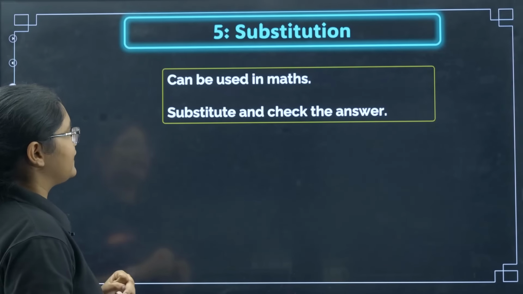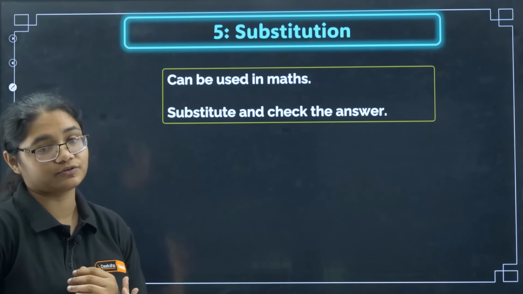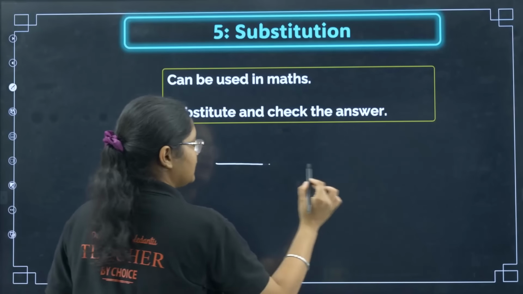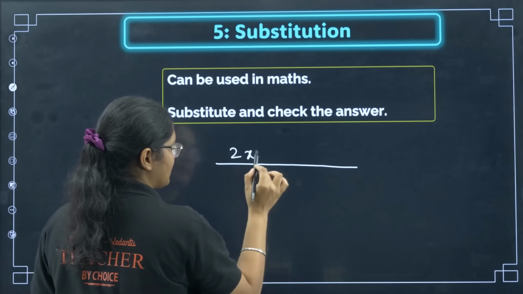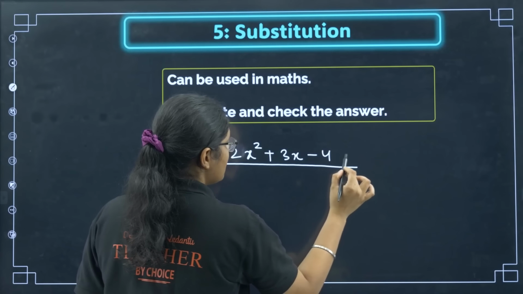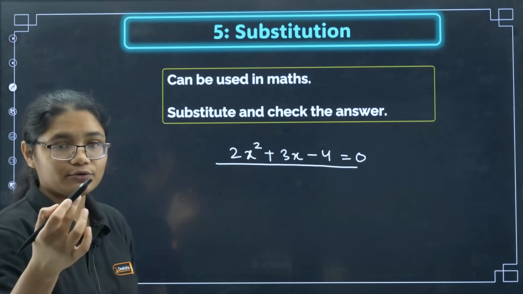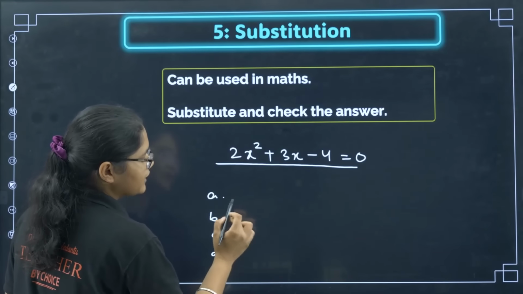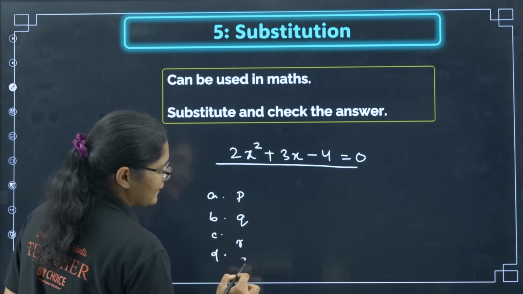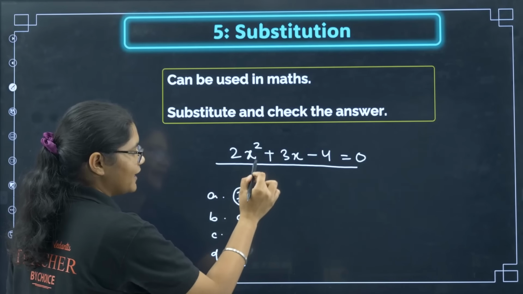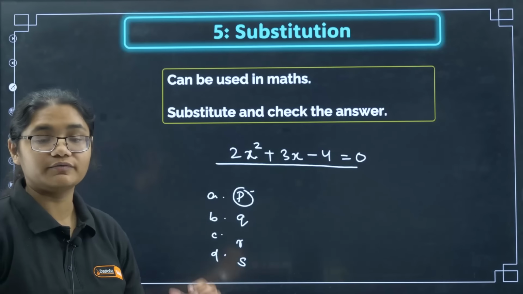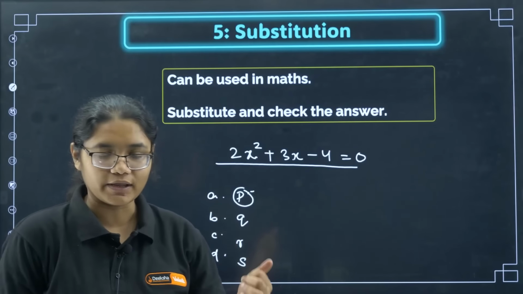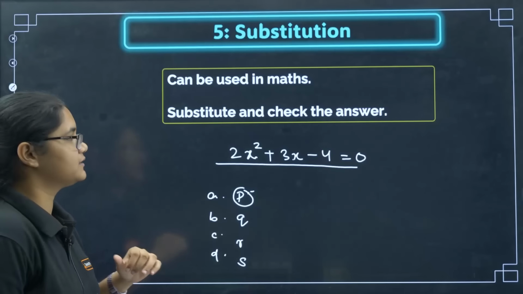Next, coming to the 5th technique, that is substitution. You can use this in maths. Most of the time, if we get lengthy questions in maths, substitute whatever options are there. Suppose you have been given a quadratic equation and you have to find the value of x. You have been given options A, B, C, D. It is better that you substitute the value of x in the equation and find out which option satisfies the equation. In integration also you can substitute and check. So that is a method that we can follow in mathematics.